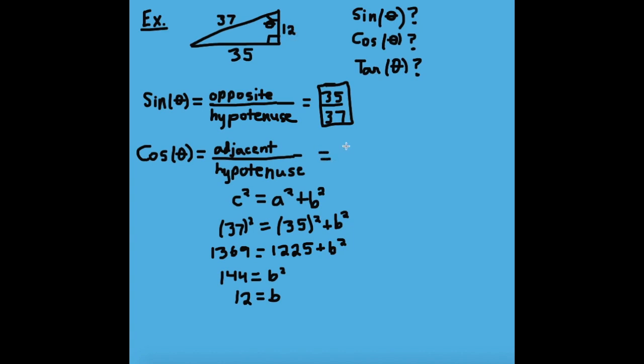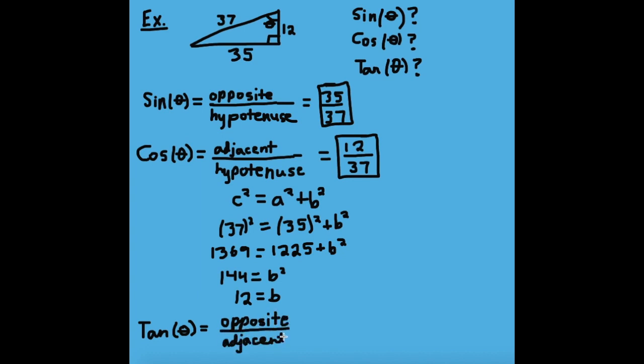Cosine theta equals 12 over 37. Tan theta equals opposite over adjacent. We reviewed opposite is 35 and adjacent is 12. So tan theta equals 35 over 12.